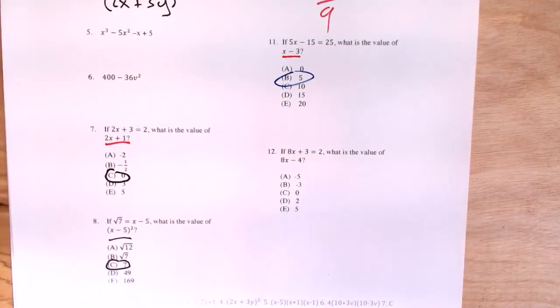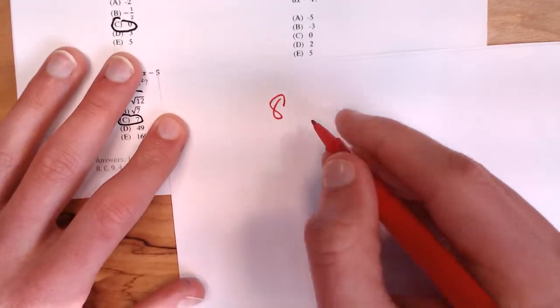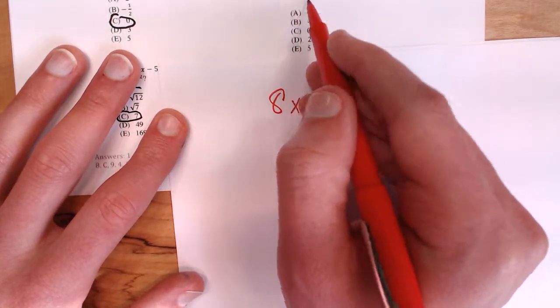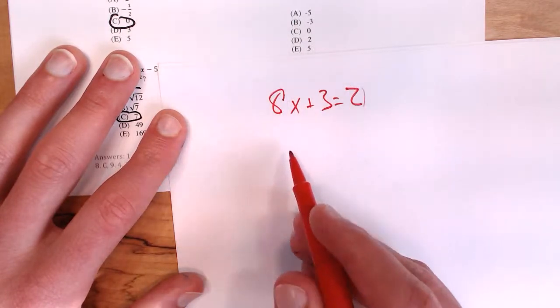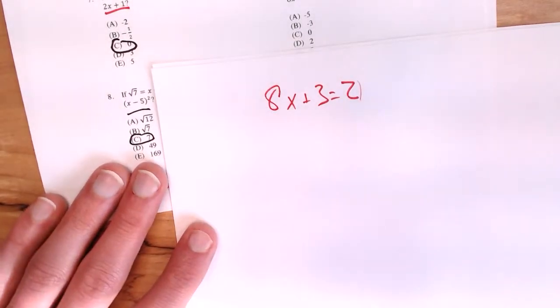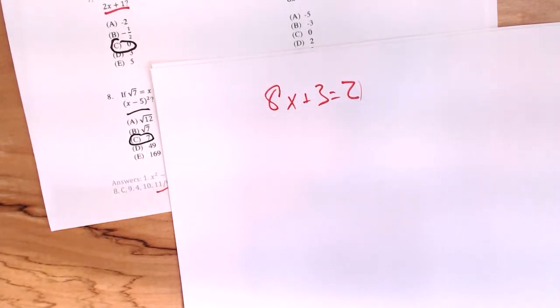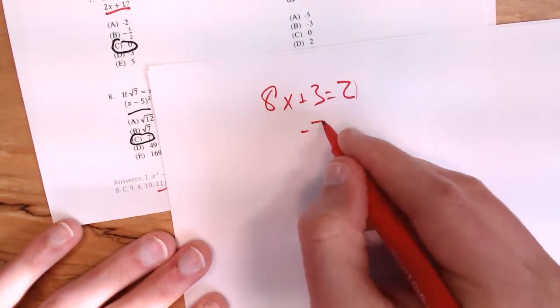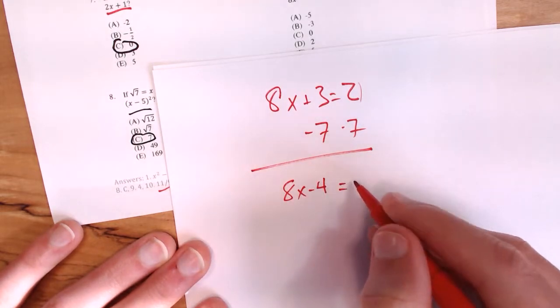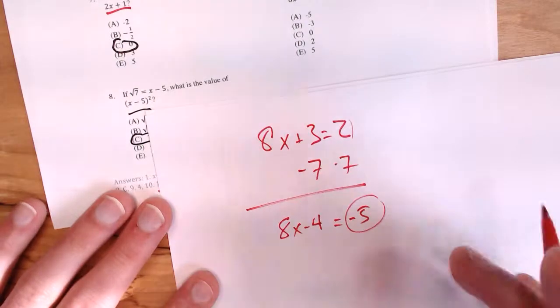Great. Okay, number 12 says, if 8x plus 3 equals 2, what is the value of 8x minus 4? Okay, this is like that first one a little bit. So we know that 8x plus 3 is equal to 2, and I would like to solve for 8x minus 4. So how do I turn this into 8x minus 4? Well, my 3 needs to become a negative 4. So to turn a 3 into a negative 4, I need to subtract what number? I need to subtract 7. So I'll do minus 7 on both sides, and I'll get 8x minus 4 is equal to minus 5. And there you go. So the answer should be minus 5.